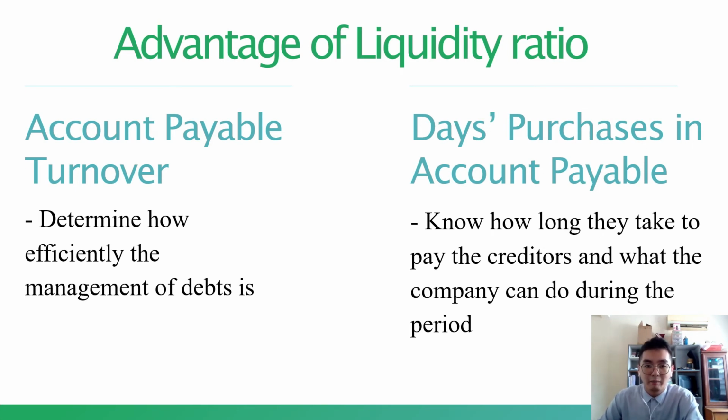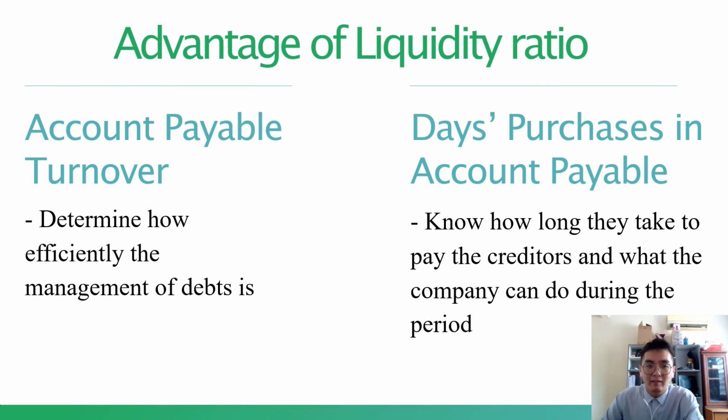When the accounts payable turnover ratio is low, it means that the company takes longer to pay off its debt. It illustrates that the financial condition may not be that good and the company has to focus more on debt management. The advantage of days purchase in accounts payable is that the company can know how long they take to pay the creditors and what the company can do during the period.